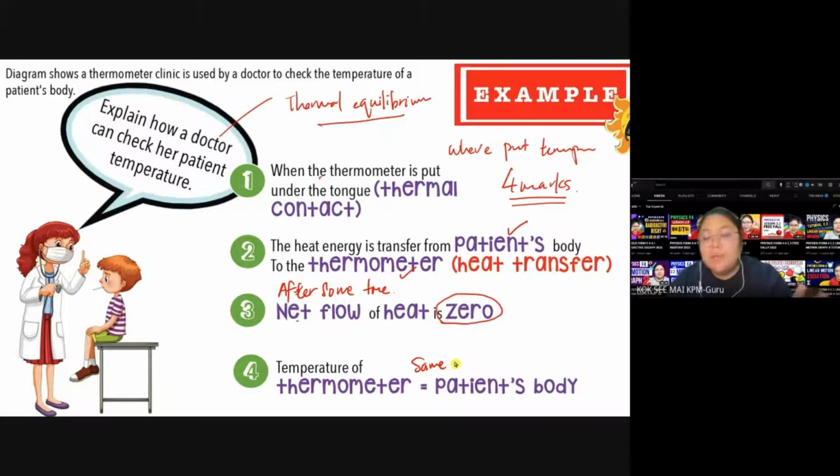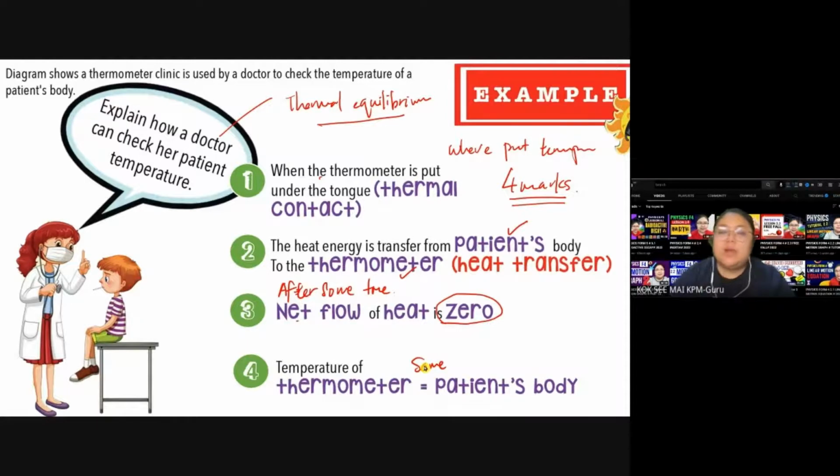How to measure the patient temperature? Remember the first one, where you put, because you want thermal contact. So you must say where you put. Number 2, after you put, what happened? The heat starts to transfer from the patient to the thermometer. And number 3, you must say after some time, you find the patient temperature is the same as the thermometer reading. Then the last one, you say the net flow of the heat is 0.